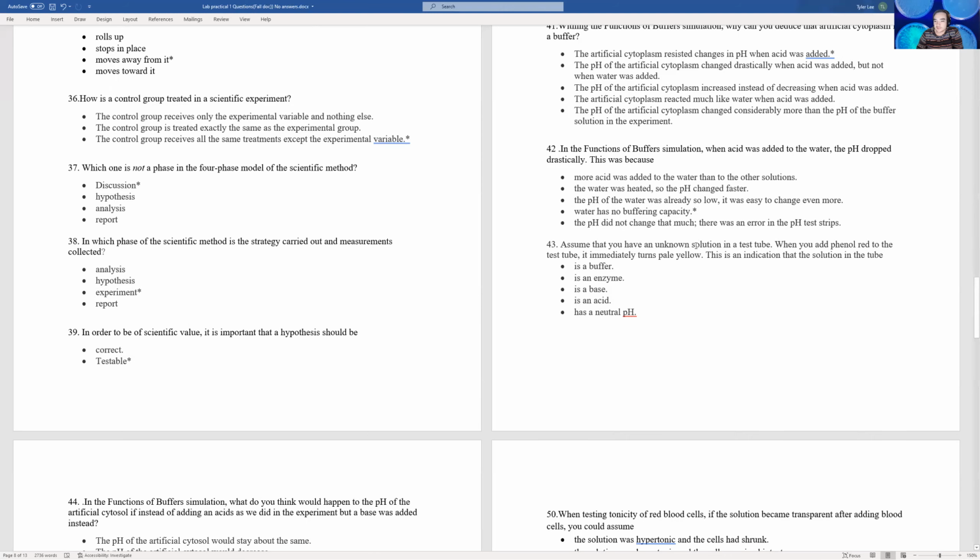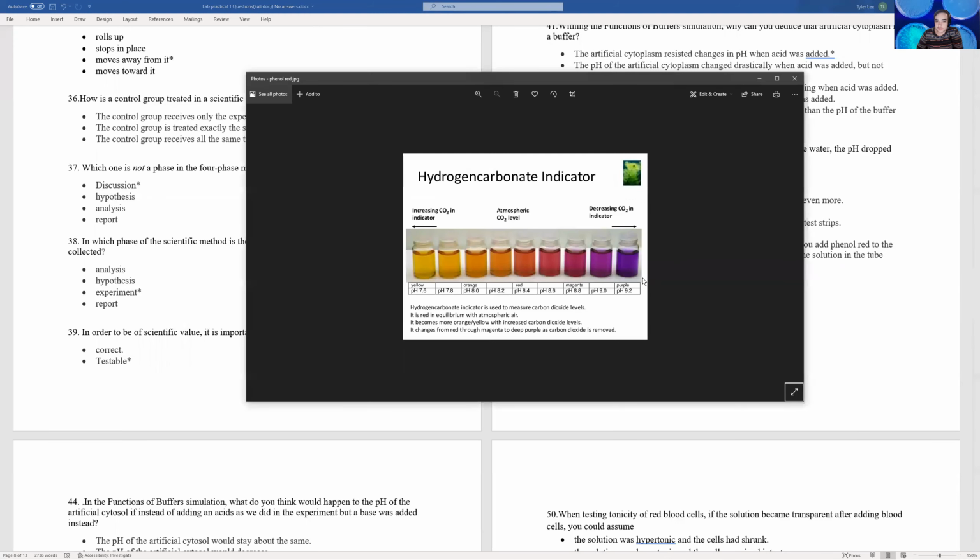Assume that you have an unknown solution in a test tube. When you add phenol red to the test tube, it immediately turns pale yellow. This is an indication that the solution in the tube is one of these things. So I'll bring up this picture real quick. This is phenol red in its range of colors. And we'll see as we go to the left, the pH decreases. So it gets more yellow as the acidity increases. And then it gets more dark purple as the basicity increases.